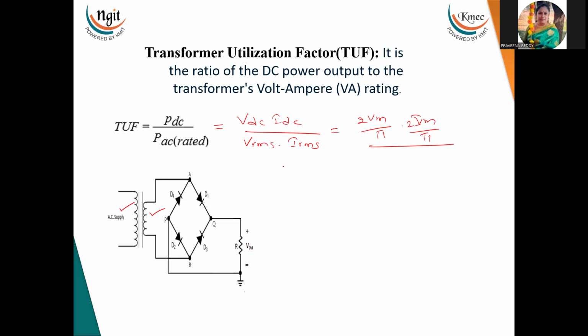And what is VRMS and IRMS? This is the input signal, and for both half cycles the current is flowing. So this is the current; current is flowing for both the half cycles. So here we have to take Vm by root 2 and Im by root 2. Here dissipated and rated are both the same. If you calculate this, it is 0.812. This is the transformer utilization factor for the bridge rectifier, and this is more in the case of the bridge rectifier.